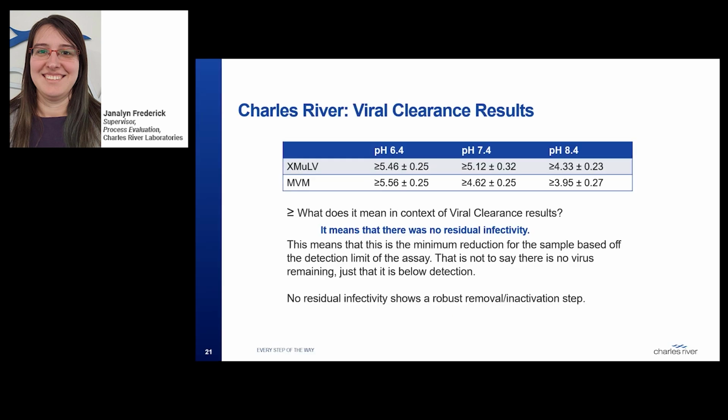As you can see from the results table, all clearances were approximately 4 log or higher log reduction. If you'll notice, all results contain a greater than or equal to sign. What does this mean in viral clearance? It means that there was no residual infectivity detected in the neat sample. This is the minimum reduction for the neat sample based on the detection limit of the assay. This means that there could still be virus remaining, however, it is below detection levels. This is why it is stated that the results are greater than or equal to the number. No residual infectivity shows a robust removal or inactivation step.